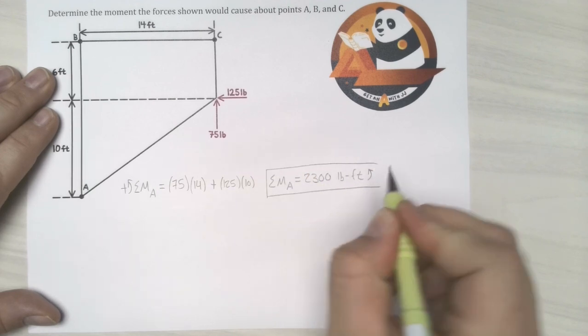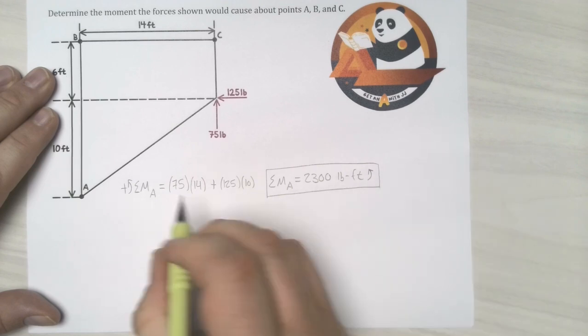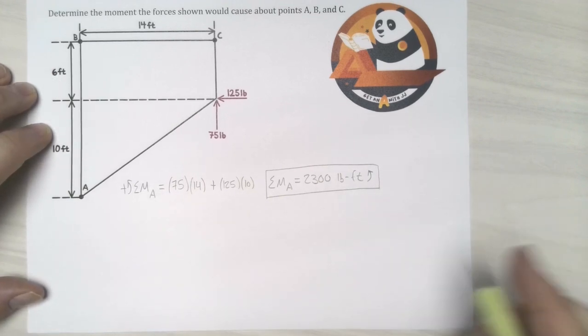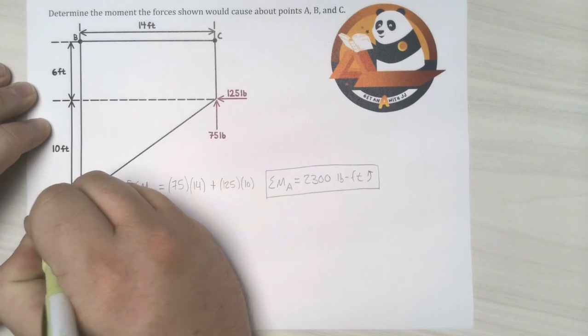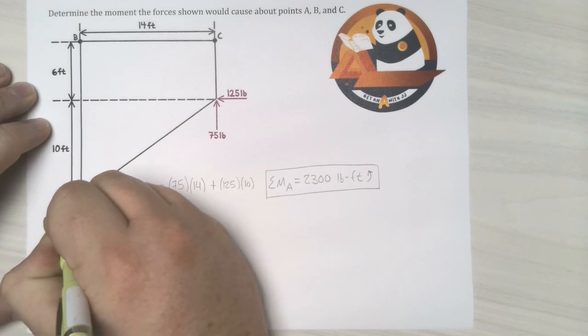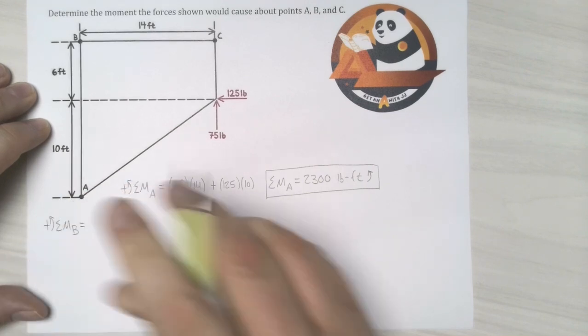Let's take a look at point B. We're going to get one of these two is going to be negative then. So what do we do then? Let's come in and we'll say again, with positive being counterclockwise, let's sum up our moments about point B.